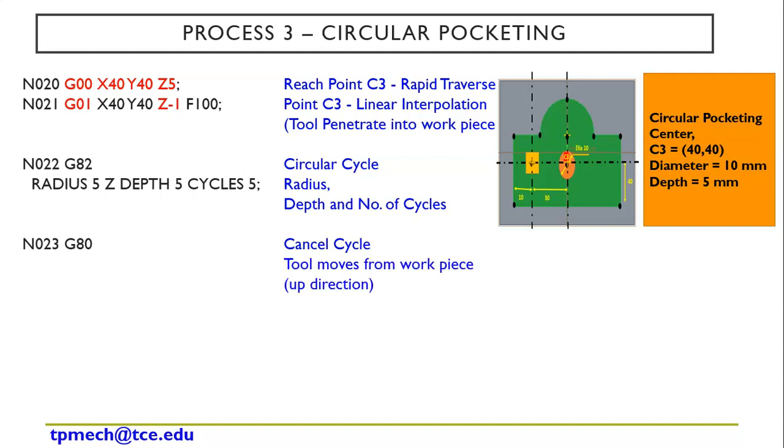Now I need to move the tool up. So again I will move in that direction: N024, G00, X40, Y40, Z equal to 5. So this is circular pocketing. Here we studied a new code, G82.